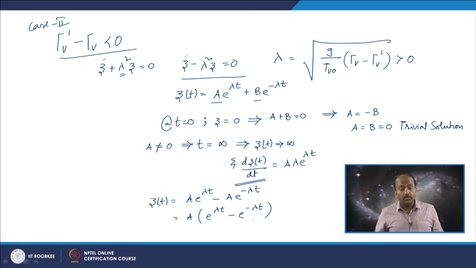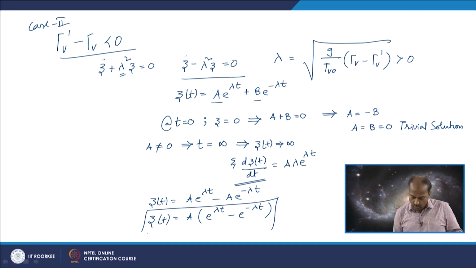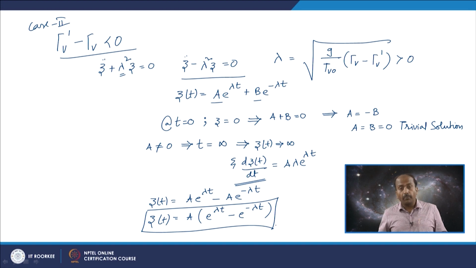So, what does it mean? The parcel is experiencing an accelerated motion. What do you mean by accelerated motion? You calculate the velocity, you calculate the acceleration, which is non-zero. So, the parcel's motion is accelerated, and the parcel once displaced will never return to the original position. If you substitute any value of t, you will get z of t equal to infinity. You will never get the value z of t equal to 0 again, right.